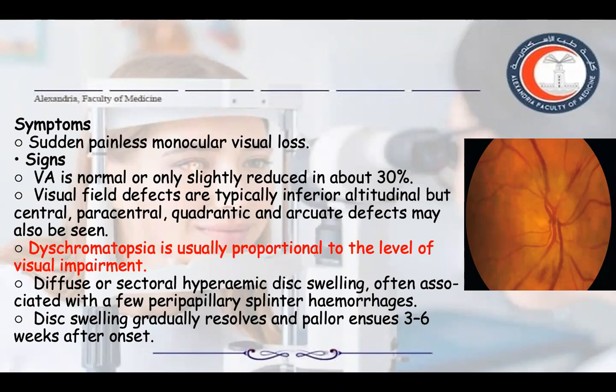Why have I put this in red? Because unlike optic neuritis, here both the visual acuity and the color vision affection are proportional. But in optic neuritis, the color vision is markedly affected in comparison to the visual acuity. Sometimes you might have a patient coming with color vision affection before visual acuity affection. Diffuse or sectoral hyperemic disc swelling, yes, this is anterior ischemic optic neuropathy. So the optic disc abnormality.